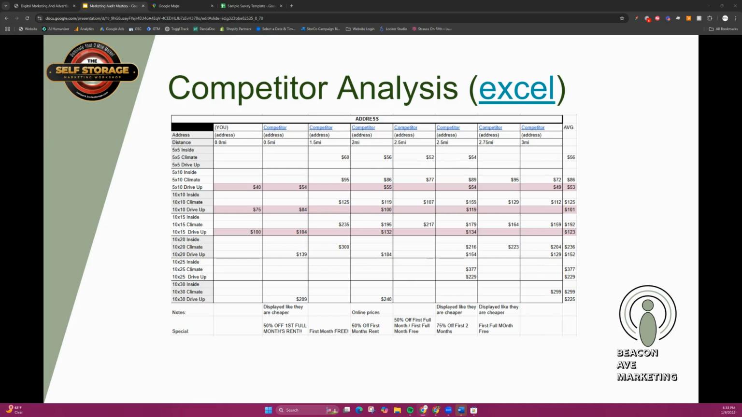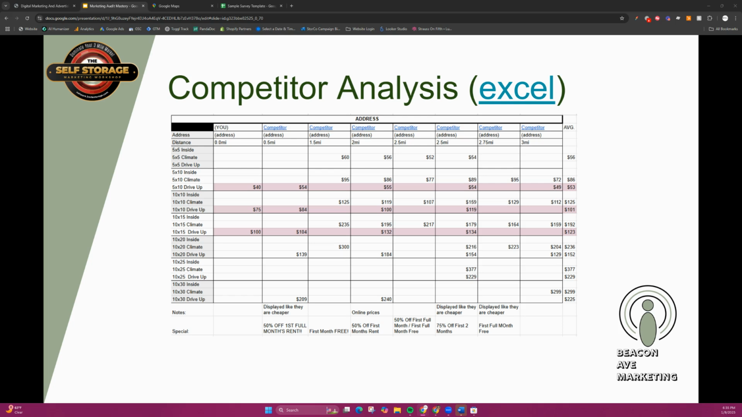So the next step in this process is going to be the competitor analysis. What we're going to do is take the information that we were looking at on the previous slide and compile it into an Excel spreadsheet. That way we can make sure that we're comparing apples to apples, taking notes on that first page of what's happening in our market.